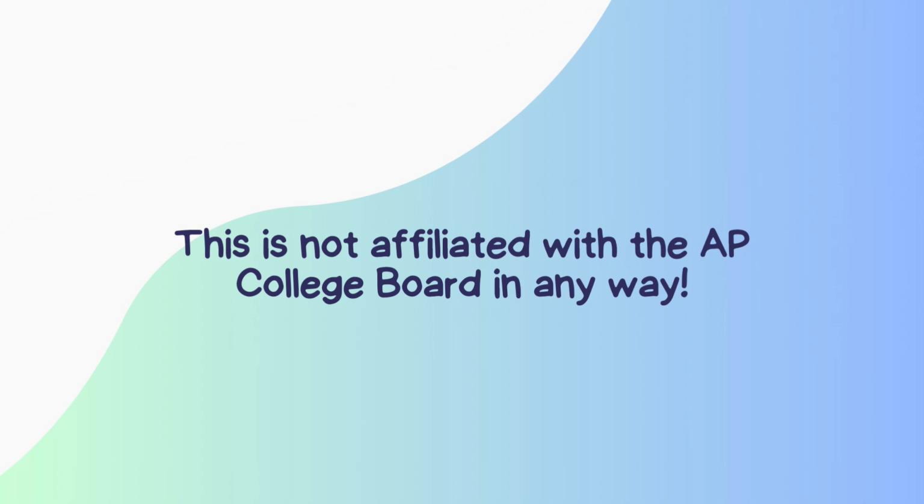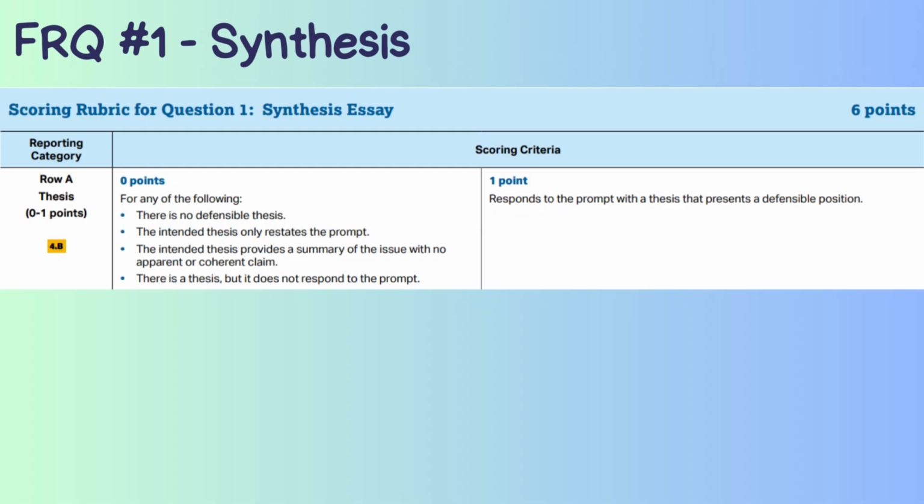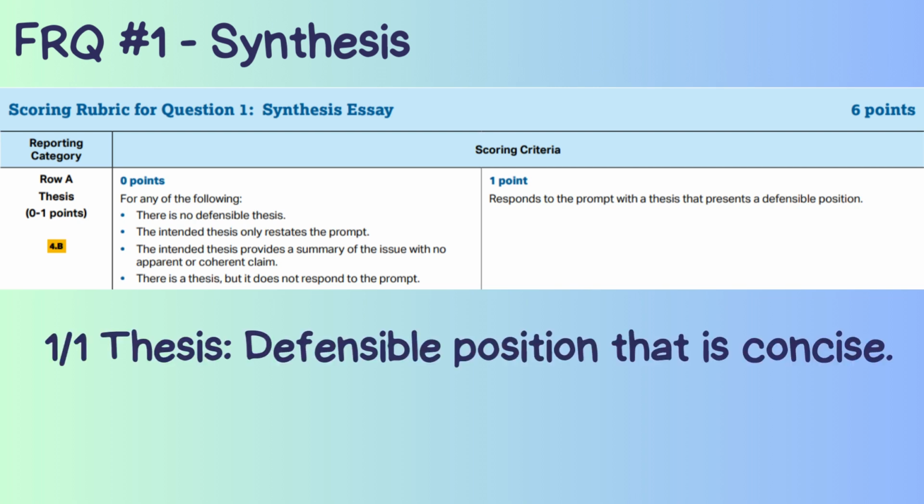Alright, and let's begin with this year's synthesis, which was on urban rewilding. So, going over the AP Language rubric, the first point they reward is for a thesis. This is the easiest point to get, but oftentimes gets missed. A good thesis will have a defensible position that is concise and straight to the point.